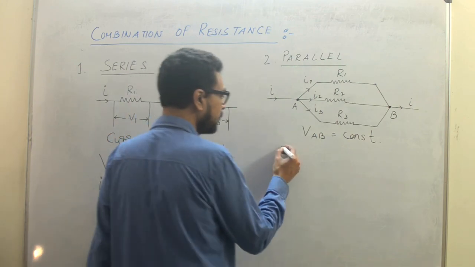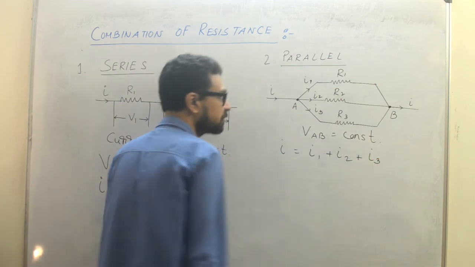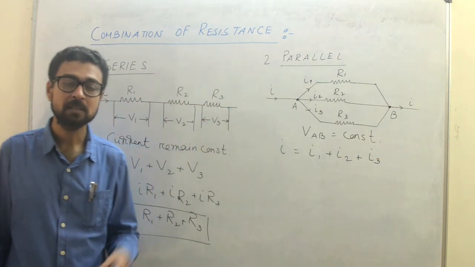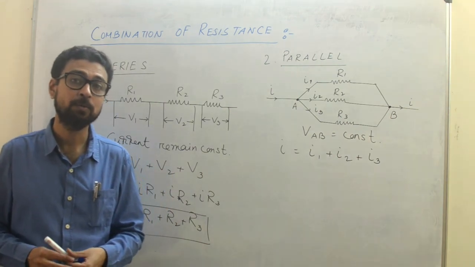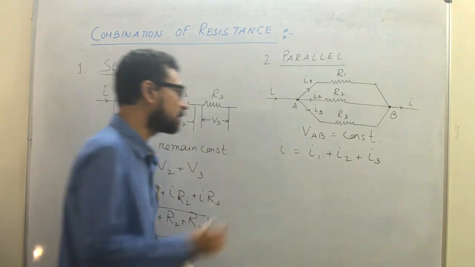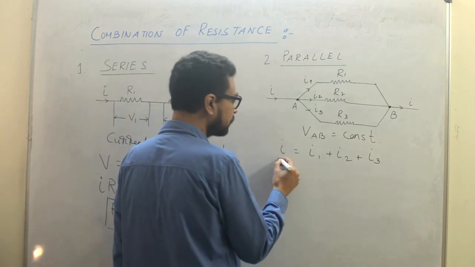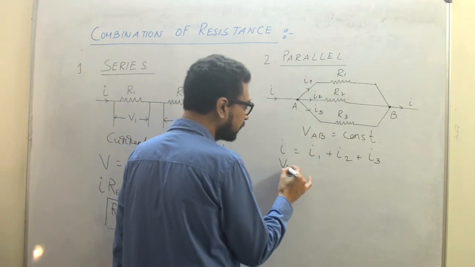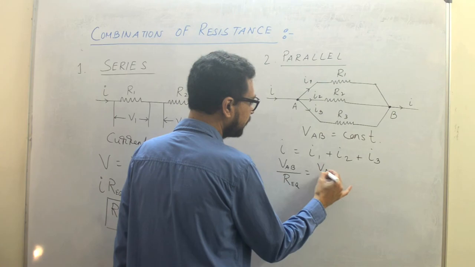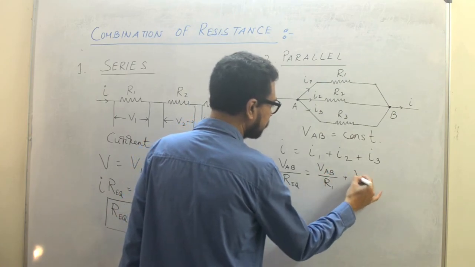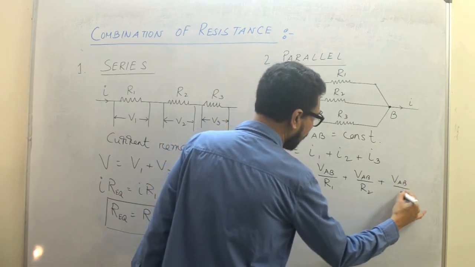Okay, so what I can write here is that I, the main current, is the sum of all these three currents according to the law of conservation of energy. Current is a form of energy, so whatever current was coming to the junction, the same current will get divided into three parts towards the individual three resistances. So I is equal to I1 plus I2 plus I3, and I is equal to VAB by R equivalent, I1 is equal to VAB by R1, I2 is equal to VAB by R2, and I3 is equal to VAB by R3.